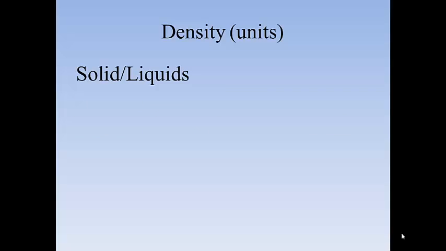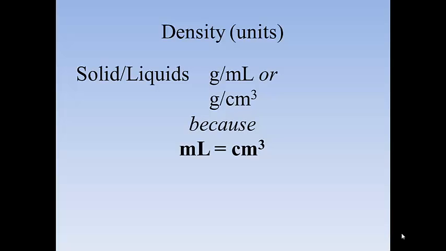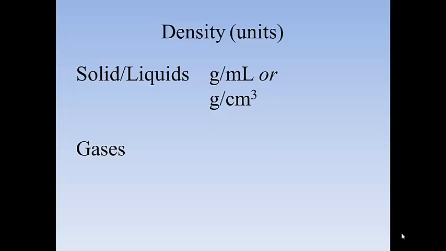We're going to need to know the units. For solids and liquids, density is usually, notice the term usually, not always, given in grams per milliliter or in grams per cubic centimeter, because milliliters equals cubic centimeters. For gases, the usual unit is grams per liter. So basically, density is mass divided by volume.